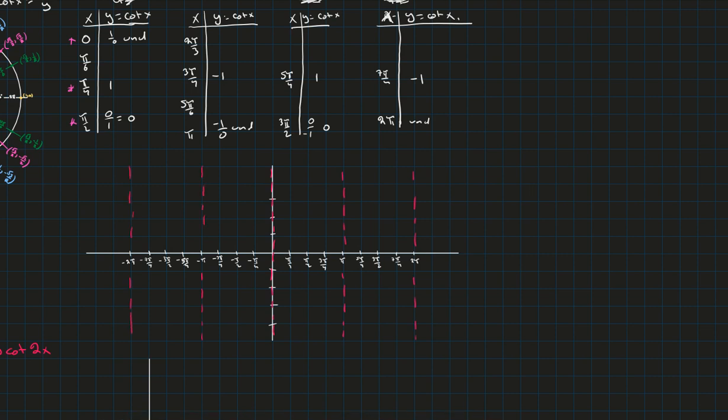Okay, so let's graph. So next one, pi over 4 is 1. So let's go here, 1. Pi over 2 is 0. And then 3 pi over 4 is negative 1. So again, that gives us a pretty good picture of what this cotangent graph looks like.